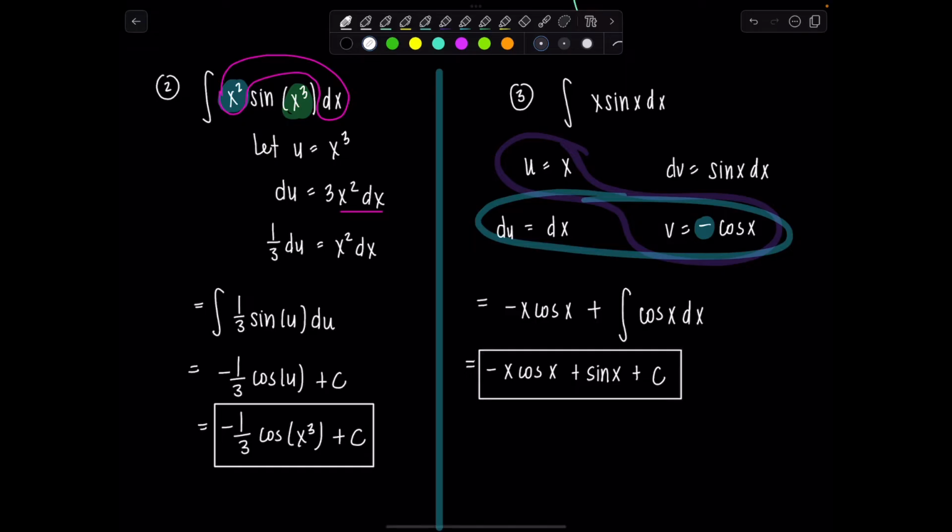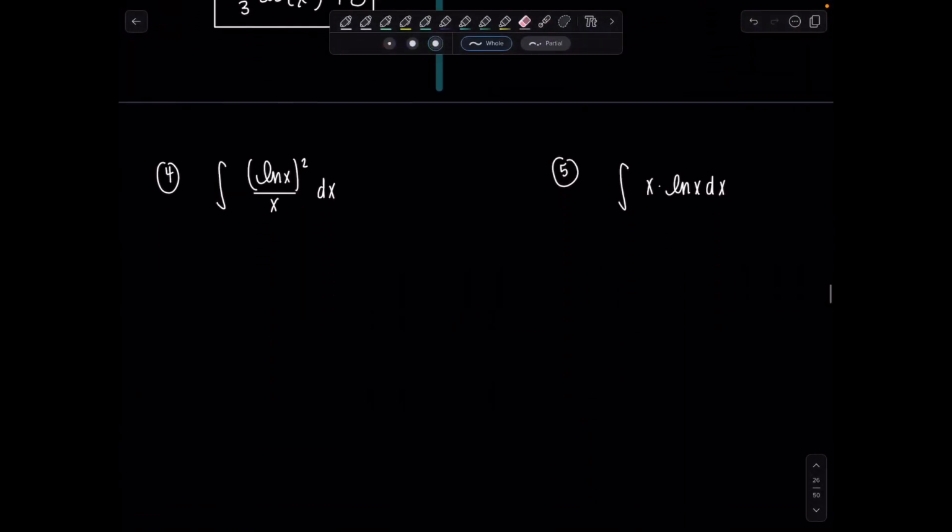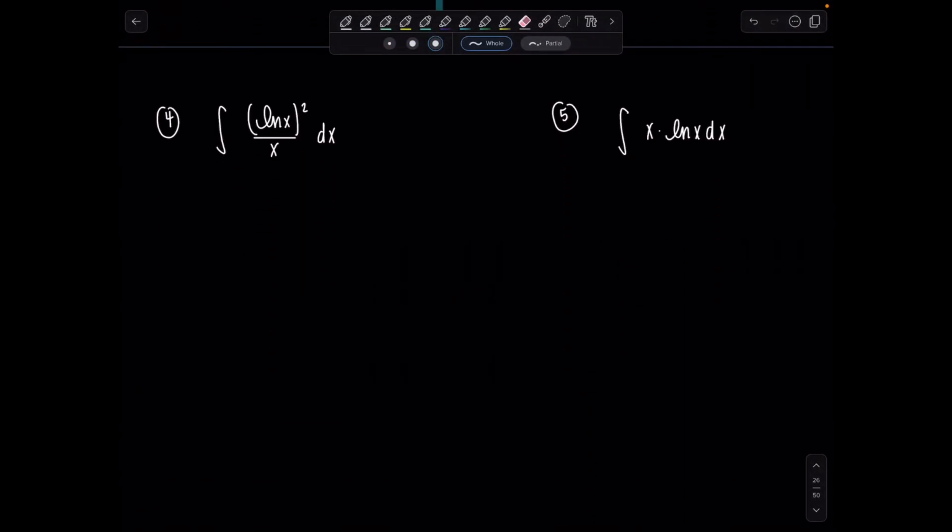Okay? Good. Make sure you see the difference. So if the power here is the same as the power outside, u-sub won't work, right? It has to be 1 degree lower in order for u-sub to work, because when you take the derivative, it goes down a degree. Okay, very good. Let's move on. All right, again, I want you kind of to have them side by side so you can see the difference.